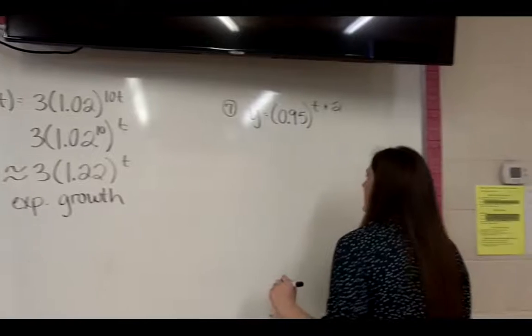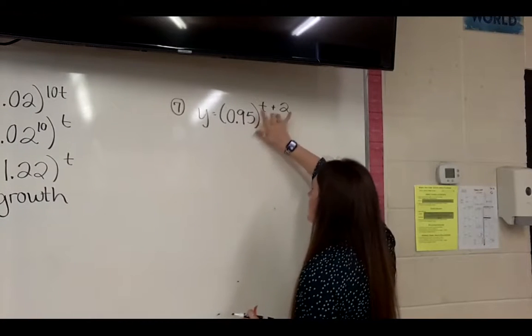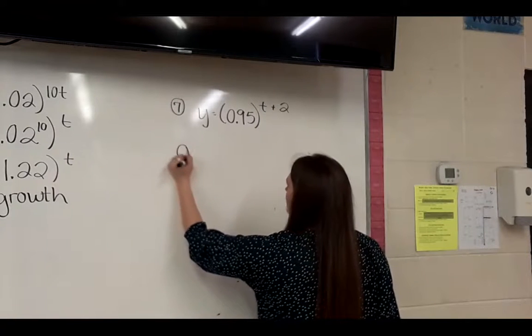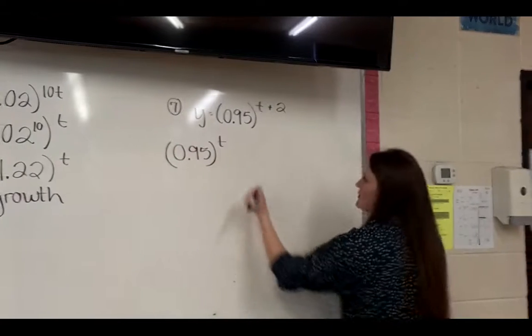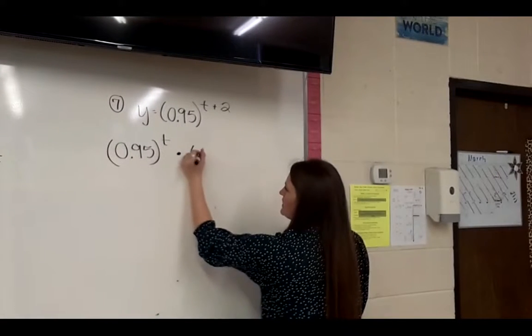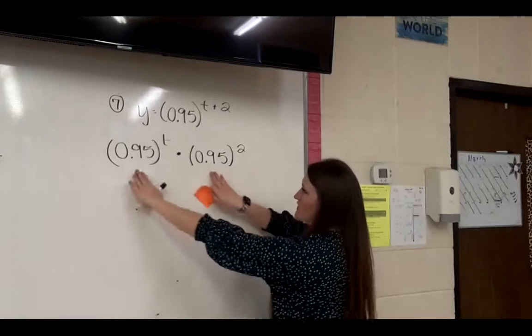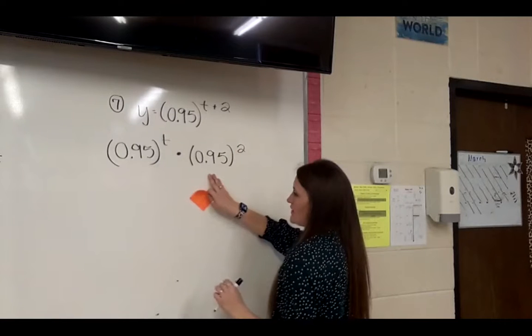Okay, on number 7, t plus 2. If you remember, if you have one thing and your exponents are being added, that means we have the same base being raised to this exponent times the same base raised to this exponent, because when they're the same thing being multiplied, you just add your exponents. That's how they got that.